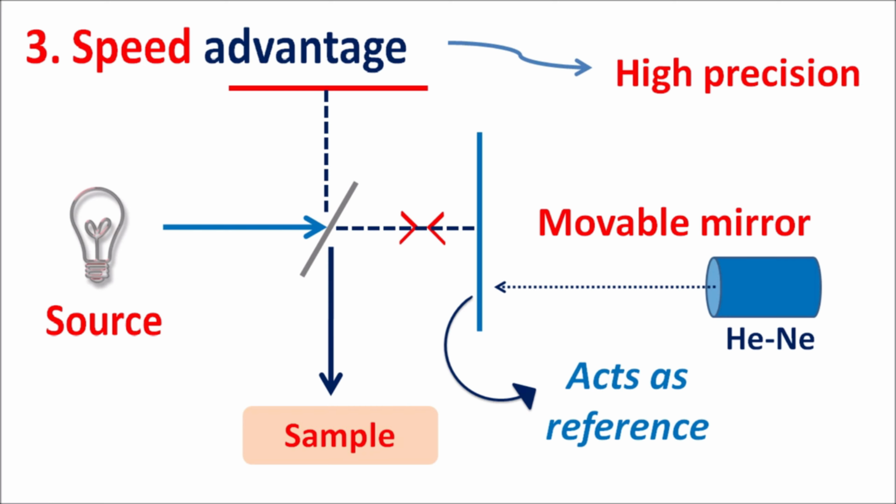The position of the scanning mirror is accurately measured by a helium neon laser beam, which increases the accuracy as well as precision. And because of the laser beam, this measurement is also very rapid, resulting in the speed advantage. So large structures like proteins can be easily analyzed by using FTIR spectroscopy within a short period. So these are the three advantages of FTIR compared with dispersive IR spectrometers.